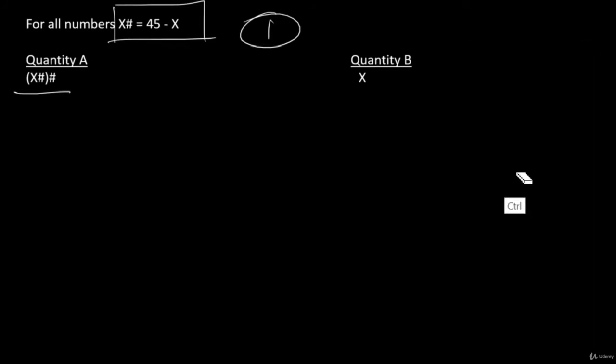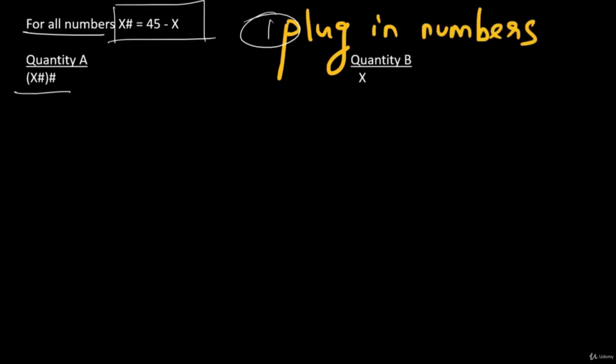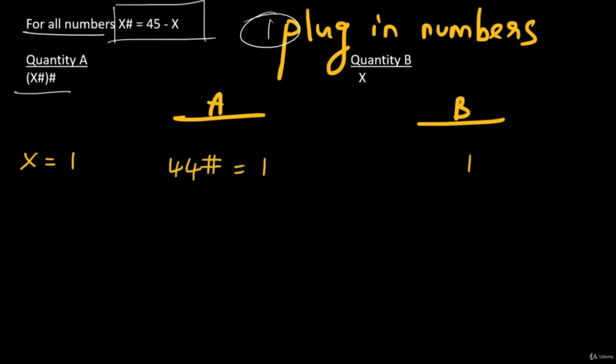All right, we are back. I hope you have given it a try. Now let's do it together. The best approach to solve this type of questions is by starting with plugging in numbers. So let's try that. What happens when I take x as 1? If I take x as 1, x hash would be 45 minus 1, and then again you have to take the hash. 45 minus 1 gives you 44, and then you get hash of 44, so that would be 45 minus 44, which is 1. And in B you have x, which is 1 itself.